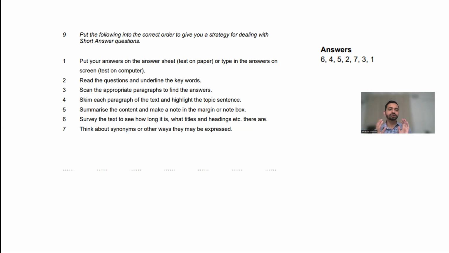Number 7, you're going to think about synonyms and other ways they may be expressed in the article, okay? Then number 3, you're going to go and scan the keywords in the article, in the appropriate paragraphs, to find the answer. Number 1, put your answers on the answer sheet on paper, or type in the answers if you're doing it on a computer. Cool. So that's how you're going to flow your methodology to be able to do this activity seamlessly. All right, let's keep moving.